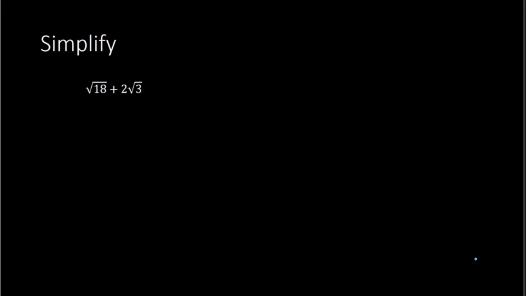Now for one more example. Here we have the square root of 18 plus 2 times the square root of 3. Now again, the 18 over here, we can break that down and pull out some things out of the radical. So the square root of 18, we can break down the 18 as 2 times 9. 9 can break down as 3 times 3. So the square root of 18 I can write as the square root of 3 times 3 times 2. Alright, so we have 2 3's and a 2.